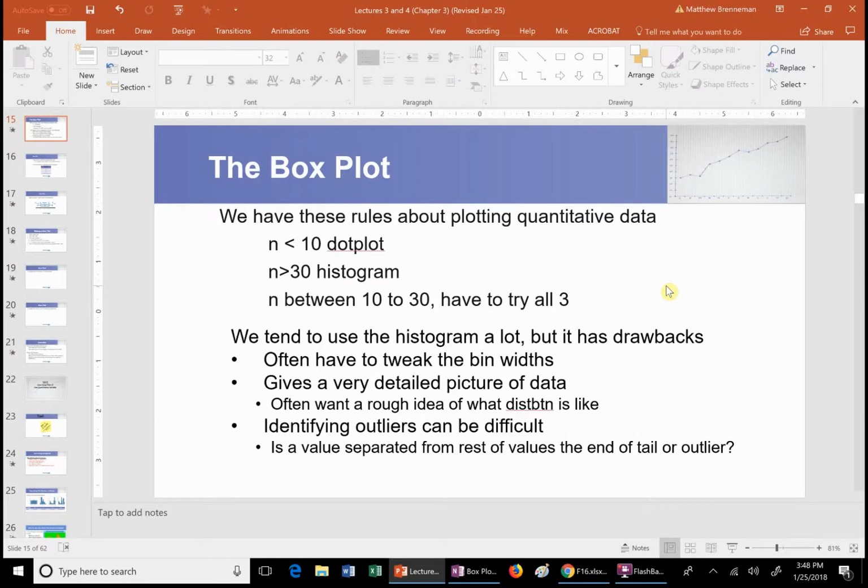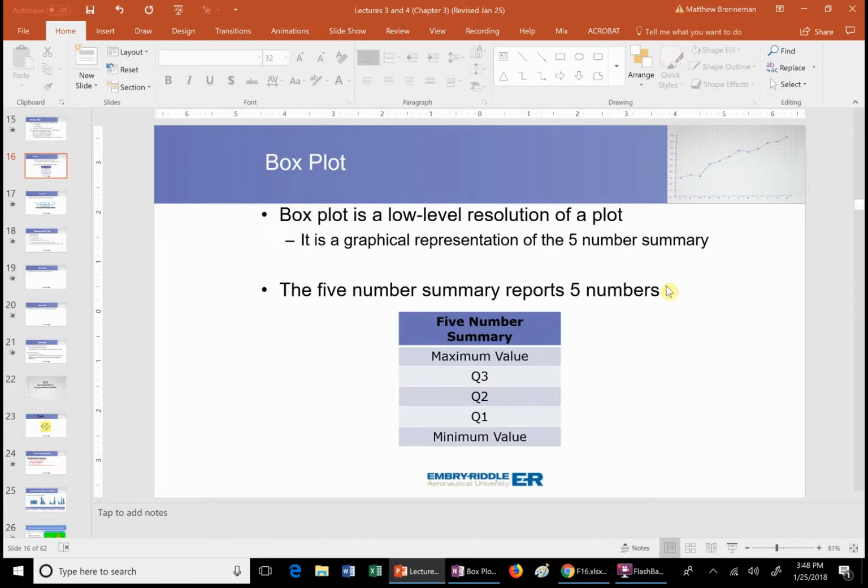So we're going to introduce this thing called a box plot. It's kind of a low resolution picture of the data. And what's really nice is it starts off with a very simple table. There's no bins or anything like that. We're going to basically create this table of these 5 numbers called the 5-number summary. And we're going to talk about what Q1, Q2, and Q3 are in a minute. Let me show you an idea of what a box plot is.